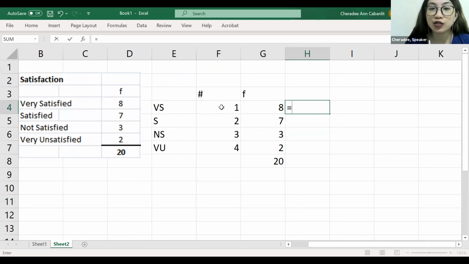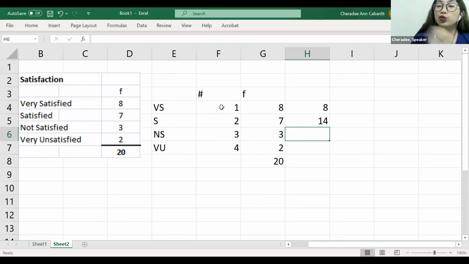So, the weighted mean is 1 times 8. Alright? And then 2 times 7. Meaning to say, the frequency is multiplied by the number. For example, rating the teachers, you rated the teachers if you're satisfied, not satisfied, and the like.